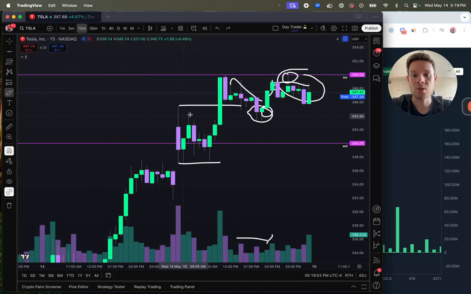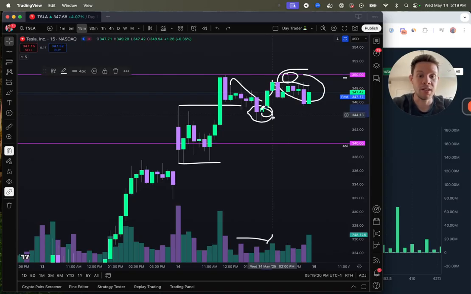The ORB would have told you to get around this level, and if we bounce, then you could take it to somewhere. You don't know where though. That's the problem. You're just kind of guessing where it's a good profit taking zone. Is it a P&L thing? You don't know, right? What we're doing is extremely simple.